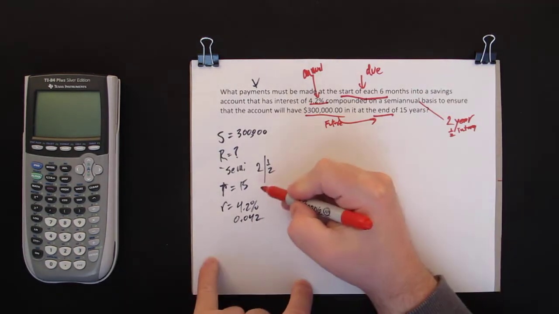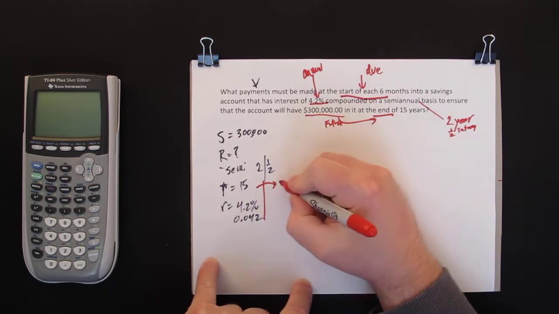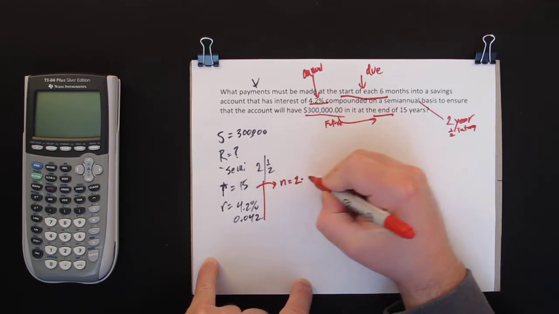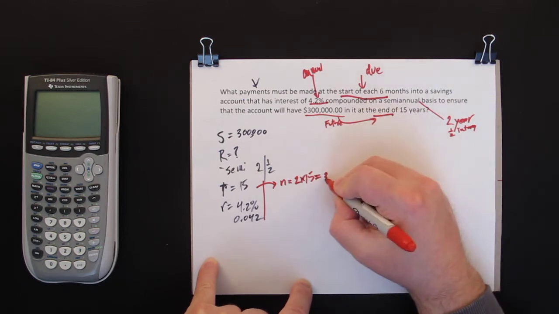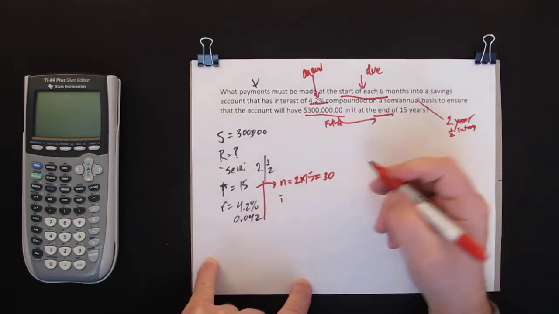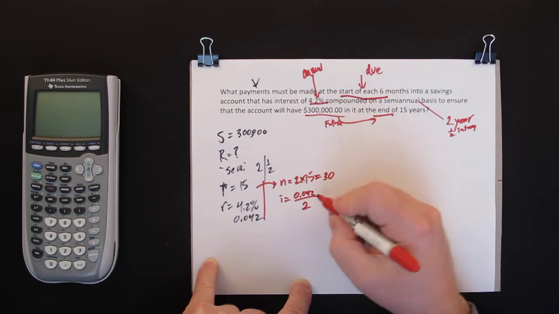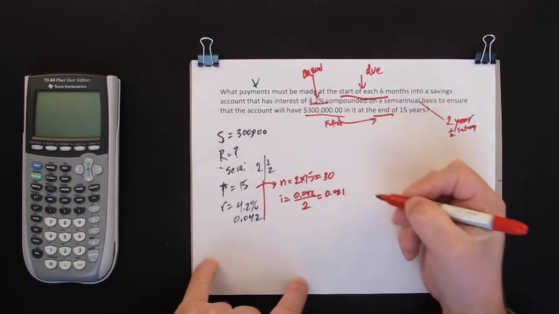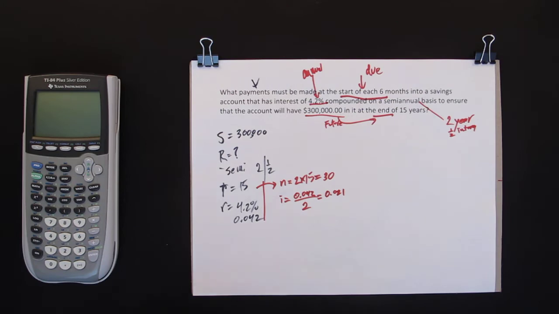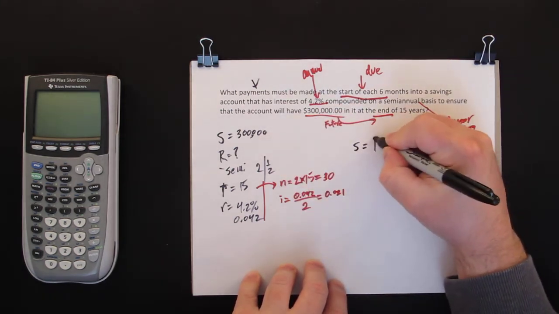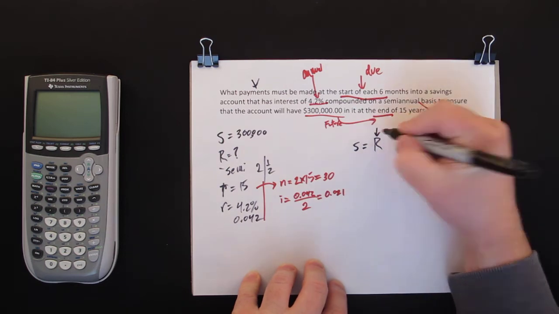Okay, and so first up, compute n. So that's 2, because it's semi-annual, so you have 2 payments per year times 15 years gives you 30. And the period interest rate I is 0.042 over 2, because it's semi-annual, for 0.021. So 2.1% per payment cycle, per half year. Okay, and we want future value. So we have the future value formula, and we're trying to find the payment.